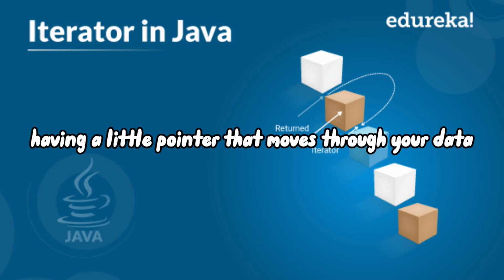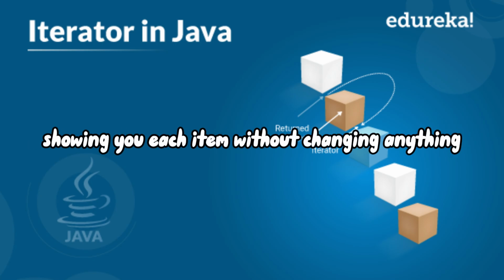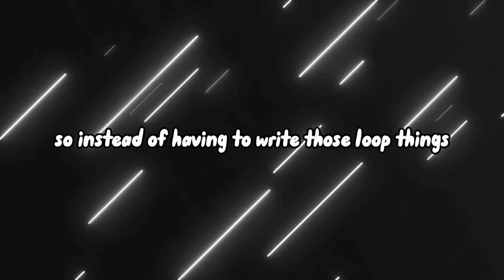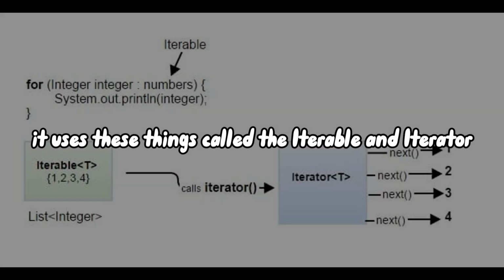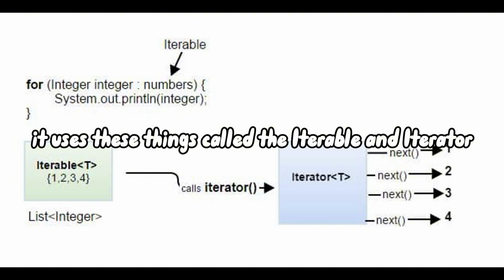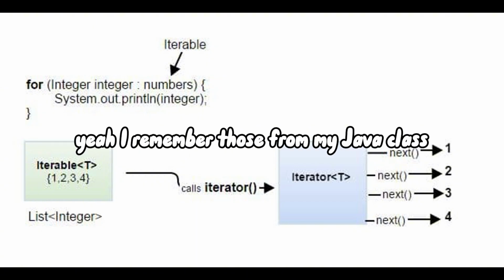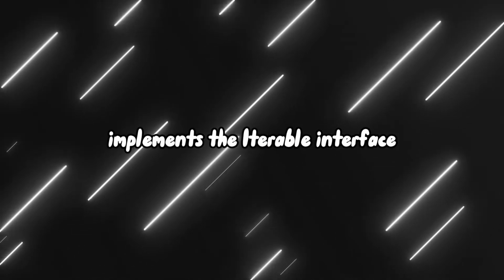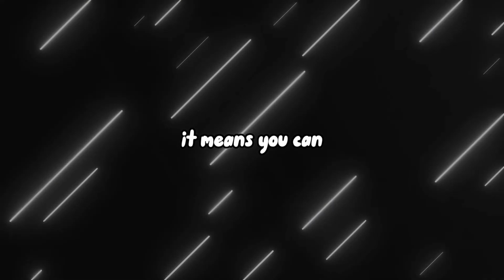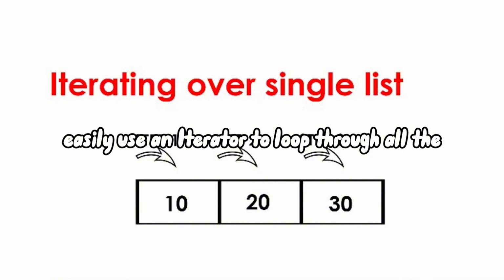It's like having a little pointer that moves through your data, showing you each item without changing anything. So instead of having to write those loops every time you want to go through a bunch of data, you use this iterator. Exactly. And Java has built-in support for this too. It uses the Iterable and Iterator interfaces. Interfaces, right. I remember those from my Java class. Yeah. So if a collection of data implements the Iterable interface, it means you can easily use an iterator to loop through all the items in it.